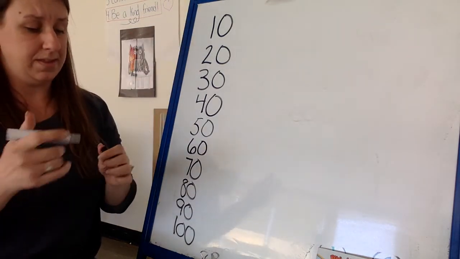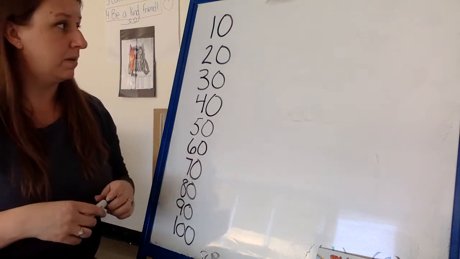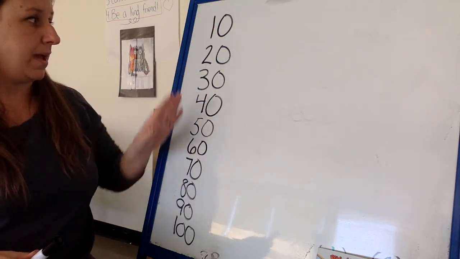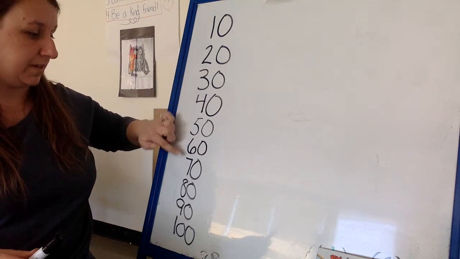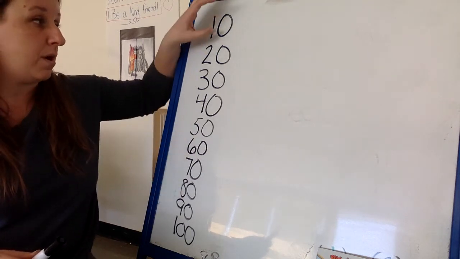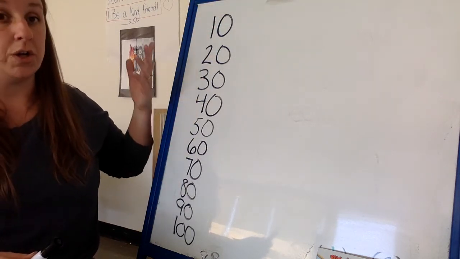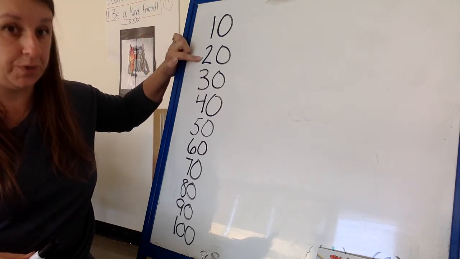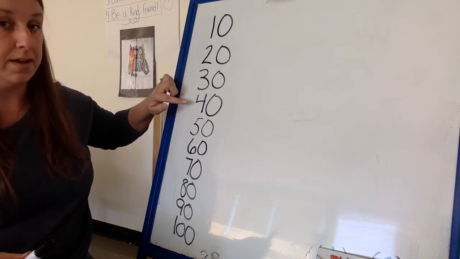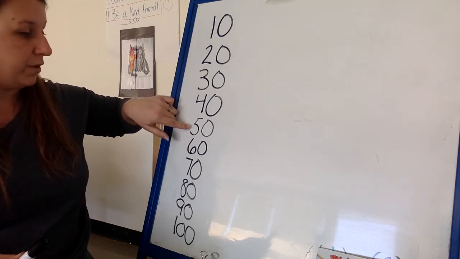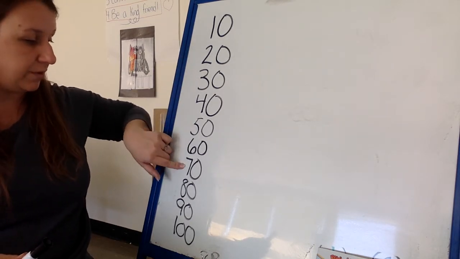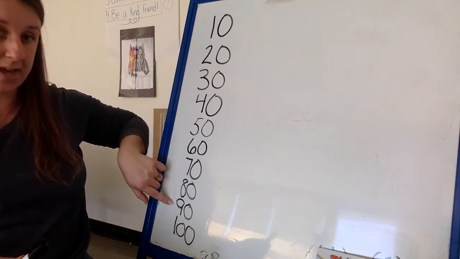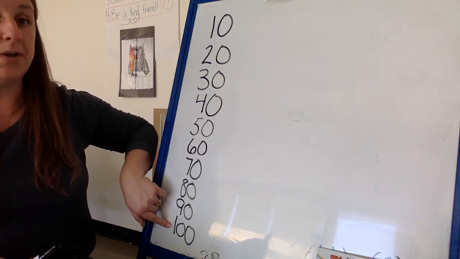Now, this is important to know. Okay? If I took all these zeros away, you would just have 1, 2, 3, 4, 5, 6, 7, 8, 9, 10. Okay? Put all the zeros on. Now you've got 10 groups of 10. You have 1 group of 10. This is 2 groups of 10. This is 3 groups of 10. This is 4 groups of 10, 5 groups of 10, 6 groups of 10, 7 groups of 10, 8 groups of 10, 9 groups of 10, 10 groups of 10.